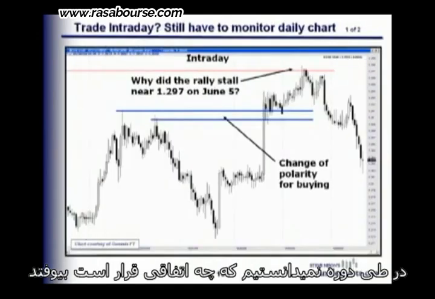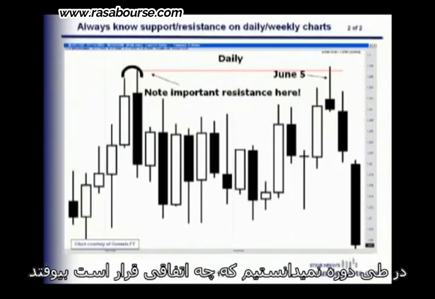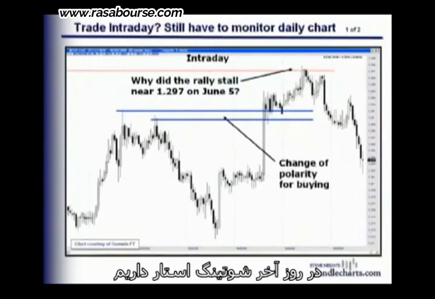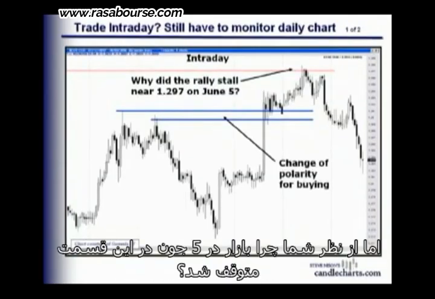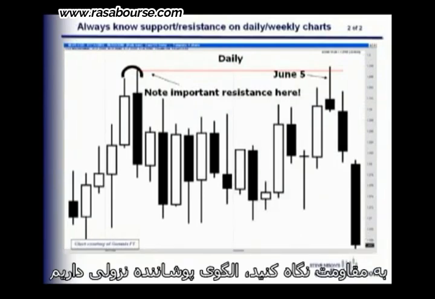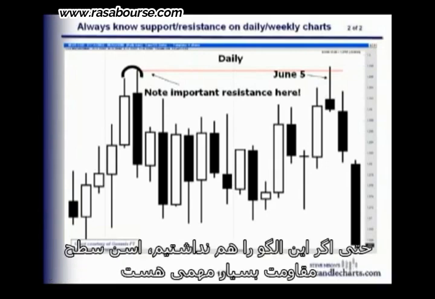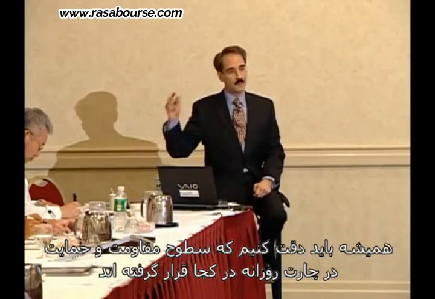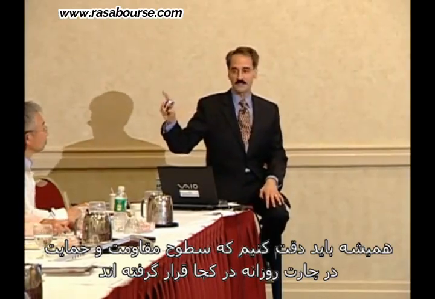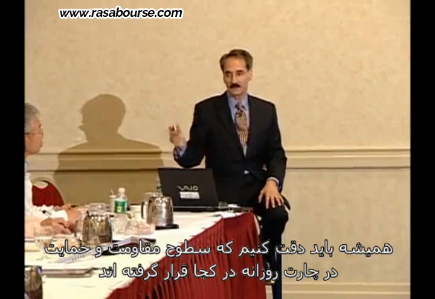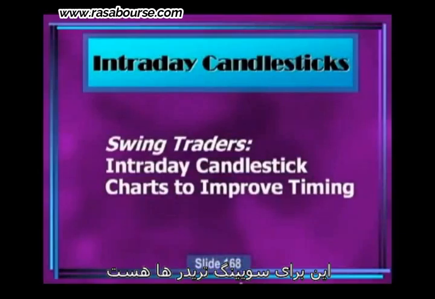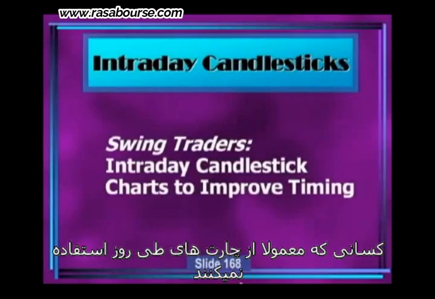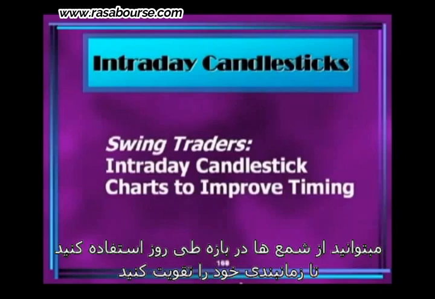And obviously, during the session intraday, we don't know what's going to form a shooting star at the end of the day. But why do you think the market stalled there during the day on June 5th? Look at the resistance, a bearish engulfing pattern. Even if there wasn't a bearish engulfing pattern, that's an important resistance area. We always have to be alerted to where support or resistance is on the daily chart. Now, this is for swing traders, for those who normally don't use intraday charts. You can use intraday candlestick charts to really improve your timing.